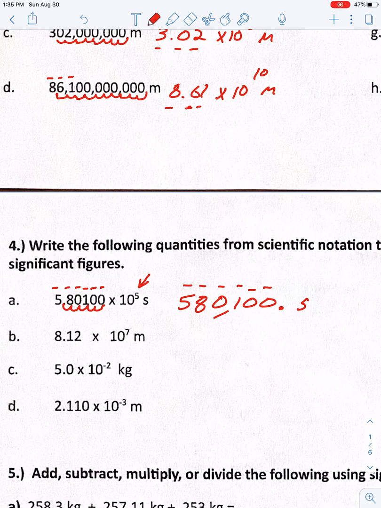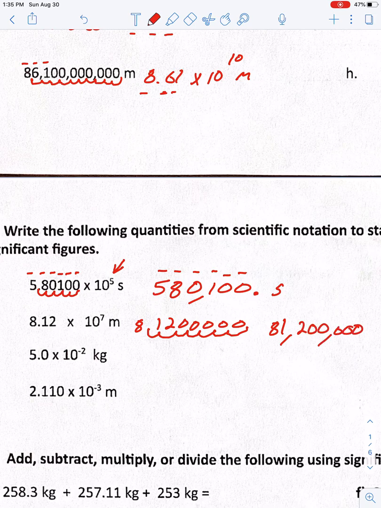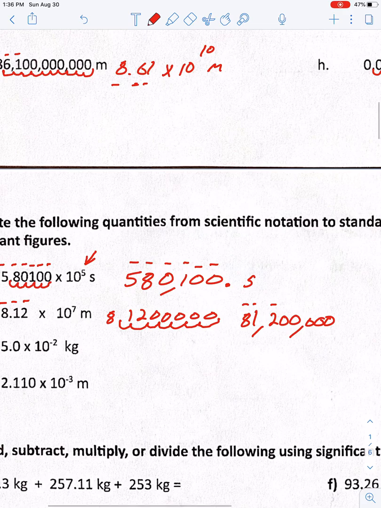So 8.12, I'm going to write it over here to give myself a little room because I know it's going to be a big number. So I'm going to go to the right by 7. 1, 2, 3, 4, 5, 6, 7. So now I'm going to fill in my baskets. 1, 2, 3, 4, 5. So I got an answer of 81,200,000. And I started with 3 significant figures. I have 1, 2, 3. So I do not need to add a decimal anywhere. And then that is in meters.